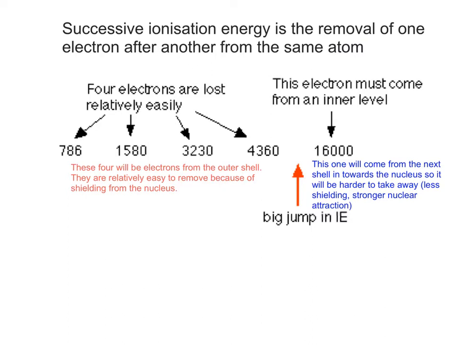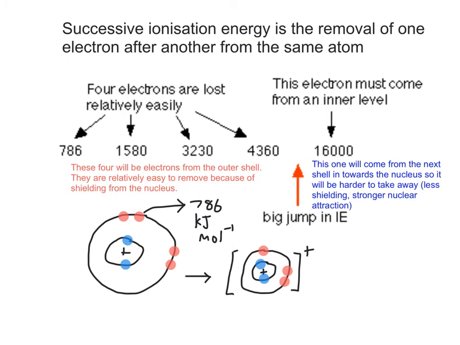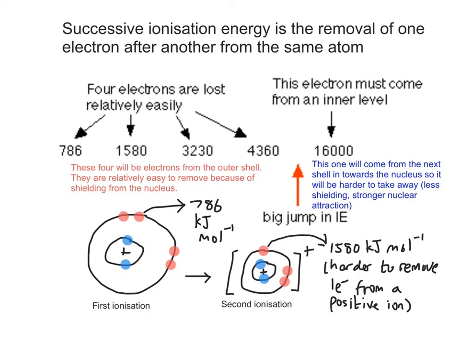Let me try and demonstrate this. So this is your atom before any electrons are taken away. So to take one electron away, there you go, that's 786 kilojoules per mole. So you're now left with an ion. So you've taken away one electron, so it has one more proton than electrons. So when you get to your second ionization, it's going to be harder because you're removing one electron from a positive ion.